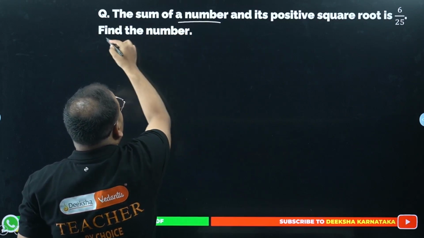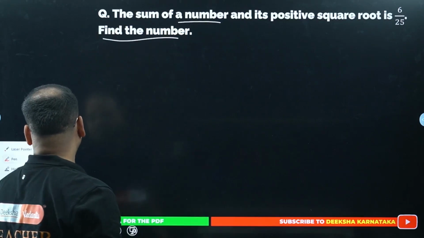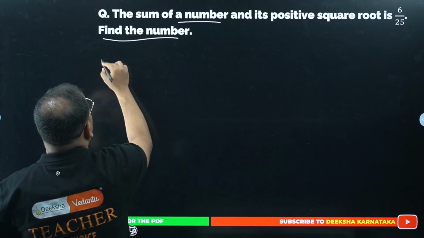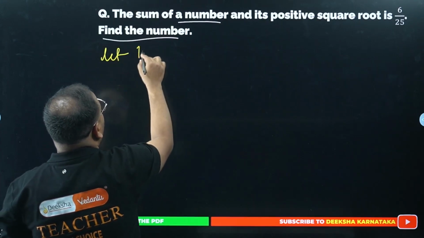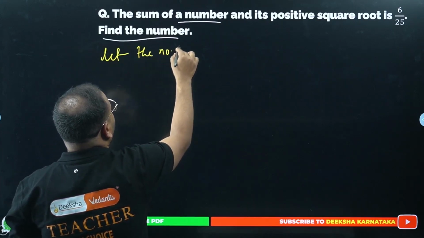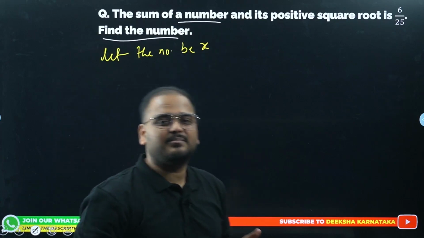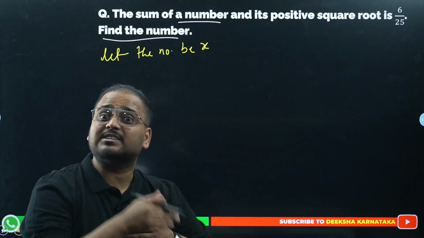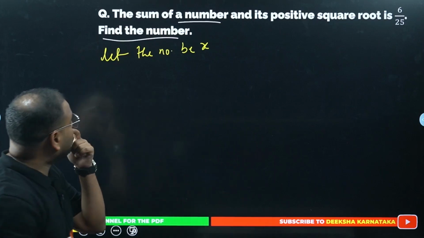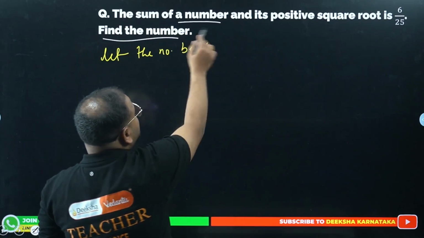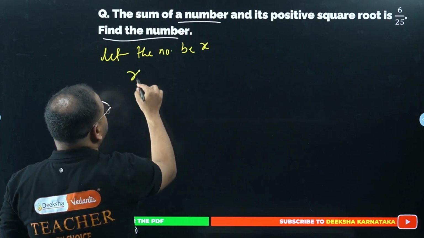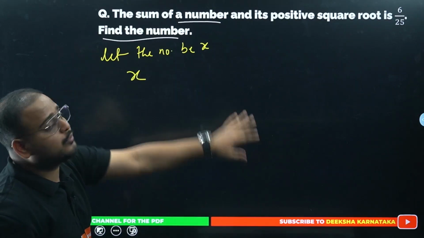They're asking you what? To find the number, na? So let the number be x. Now in this case they did not say it is a whole number or something, so that condition will not apply. Okay. So what are they asking? Mathematical statement. Sum of what, bhai? The number and positive square root.